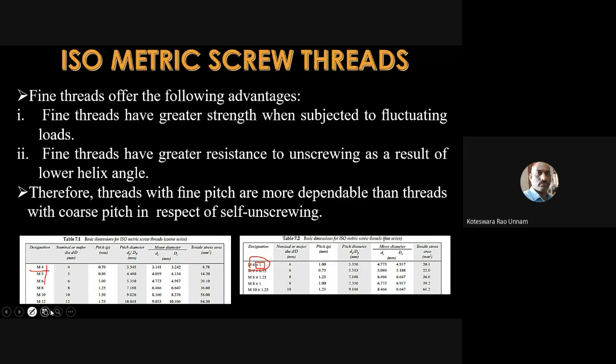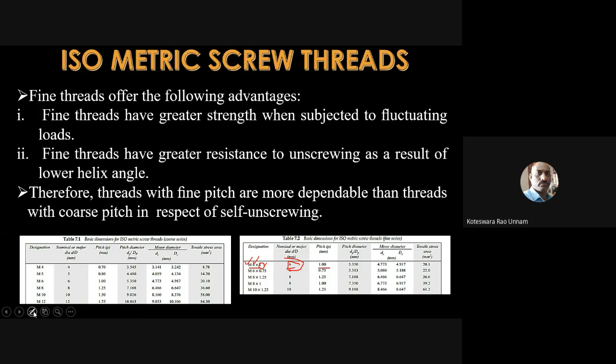But if you have M4 or M6 followed by some other number crossed by 1, this one indicates the pitch value. If 1 indicates the pitch value, then I can say it is a fine series. M6 cross 1 indicates that M is for metric thread, 6 is the major diameter of 6 mm, and cross 1 means 1 mm is the pitch. You can see that 6 and 1 is also there here.